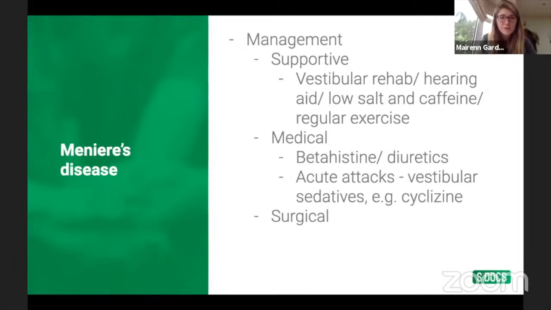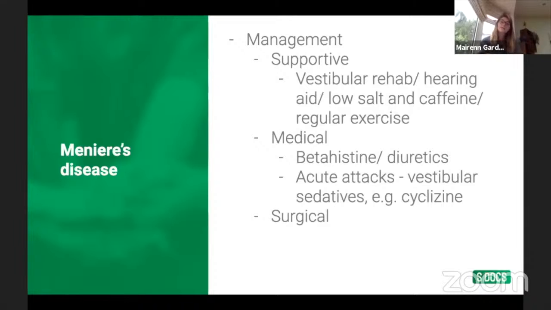In order to manage these patients, you can do supportive treatment. So there's something called vestibular rehab to try and help improve their symptoms. Hearing aids might help with their hearing loss. Also, a low salt and caffeine diet and regular exercise have been shown to be really effective in helping to treat these conditions. Betahistine and diuretics can be used for these patients. The diuretic that you want to use is bendroflumethiazide.